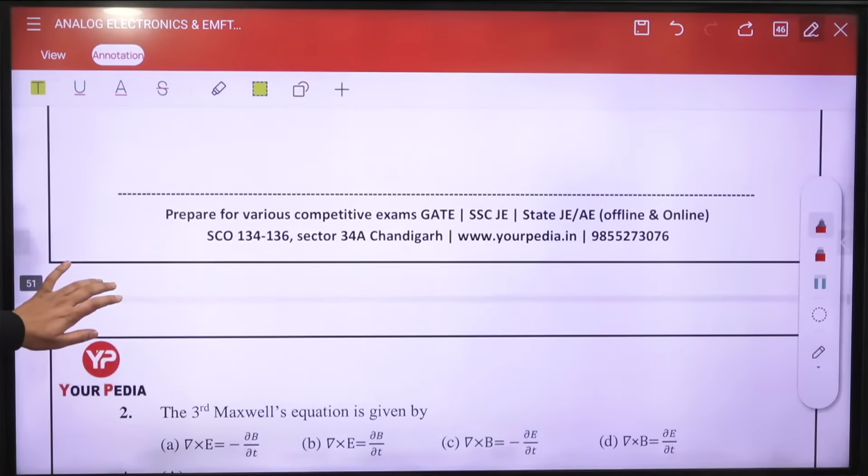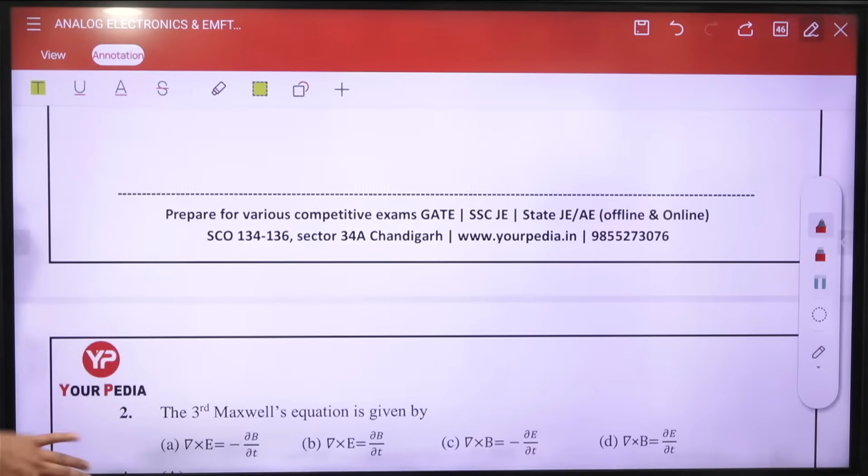Next, the third Maxwell equation is given by what? The third Maxwell equation is given by... Good, correct. Answer is A.